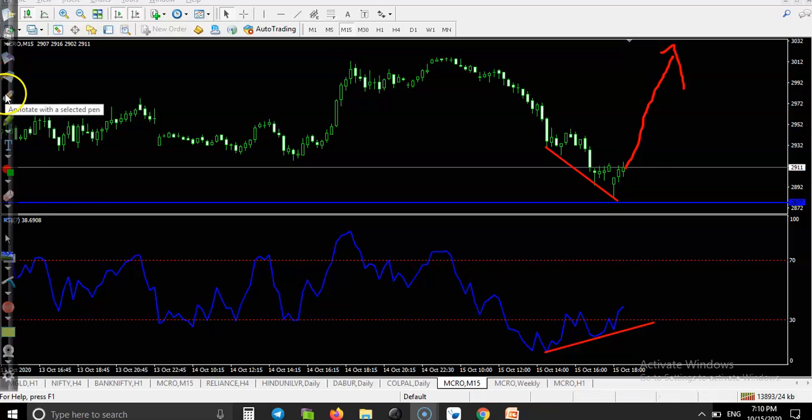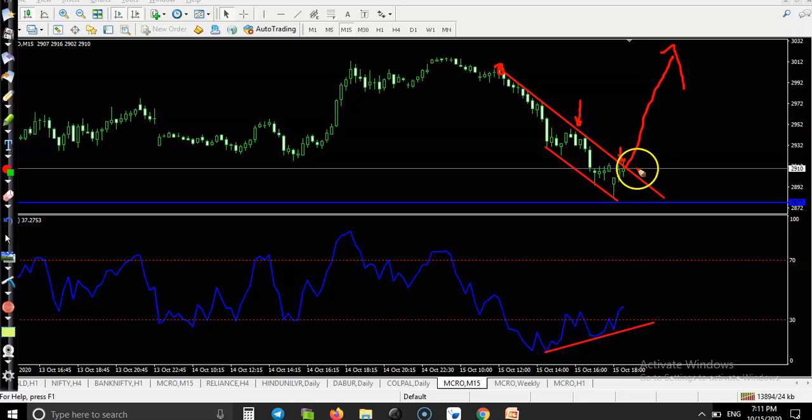Now see, I want to connect the most recent swing points. Have you seen? I just connected the swing points. This is the swing point, this is the swing point, and this is the swing point. So I'm looking for a breakout. If price breaks this level, I will definitely go for a buy in this area.